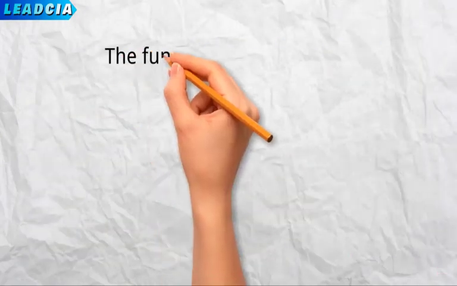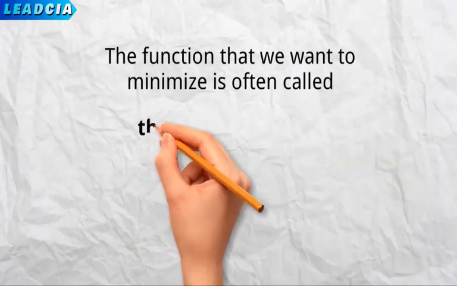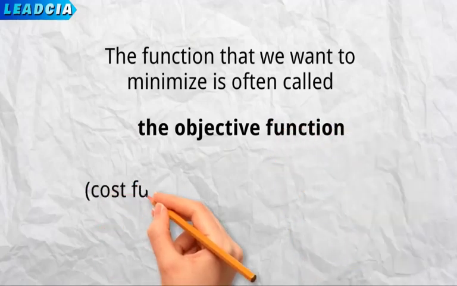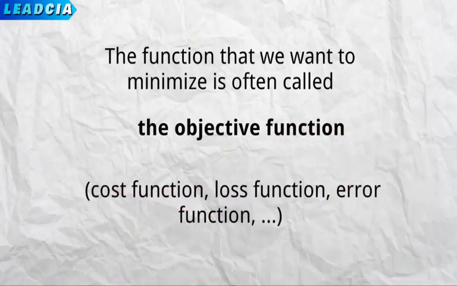The function that we want to minimize is often called the objective function. It is also called by other names such as cost function, loss function, error function, etc. This is the function which we define using the problem that we want to solve, using an appropriate choice of properties that make the function easier to deal with for the optimization task.